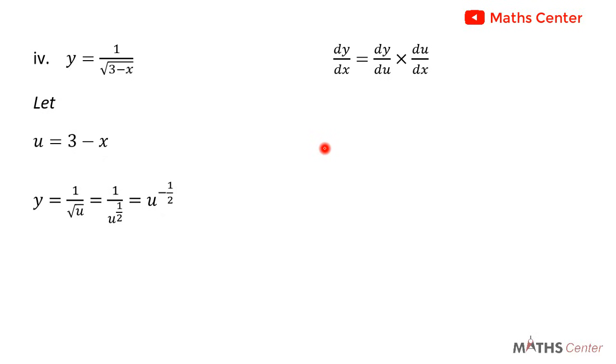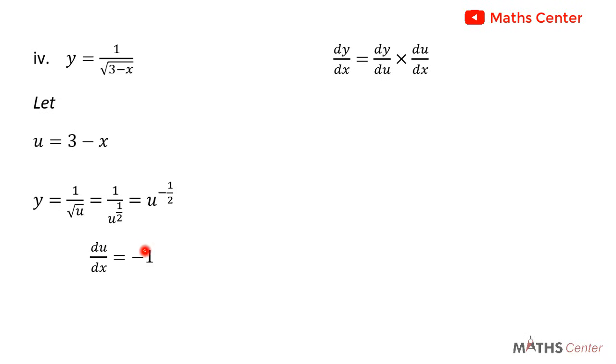Now we will need dy/du and du/dx. So you find du/dx and dy/du. Let's begin with du/dx. You differentiate 3, you get 0. You differentiate negative x, you get negative 1.